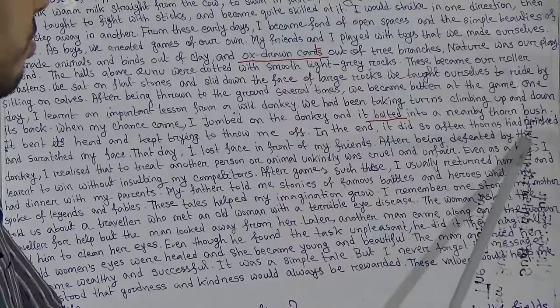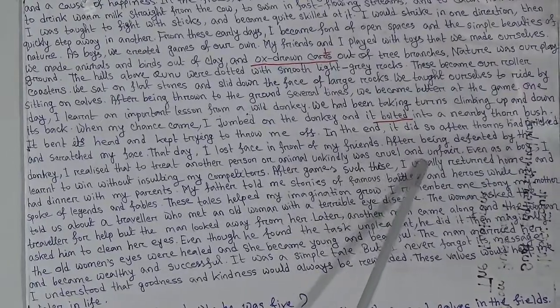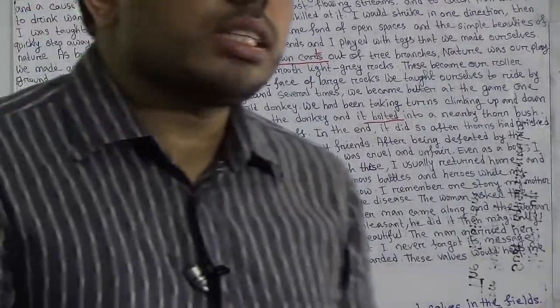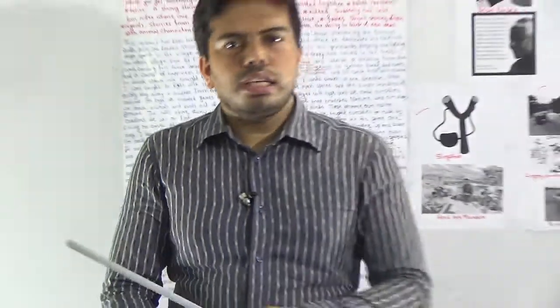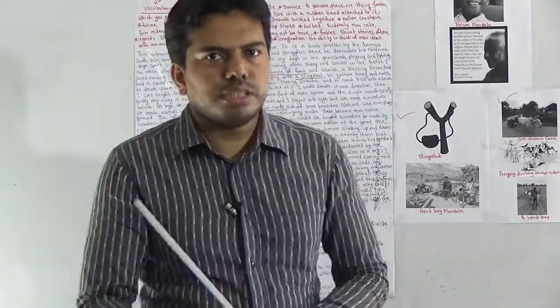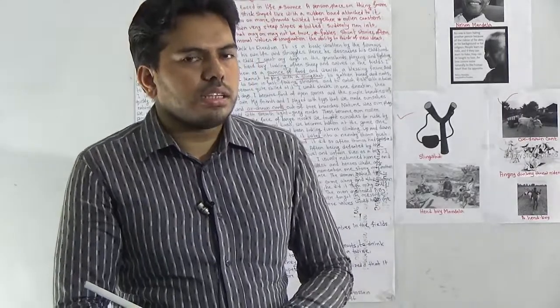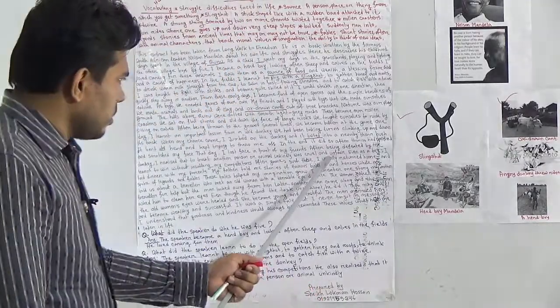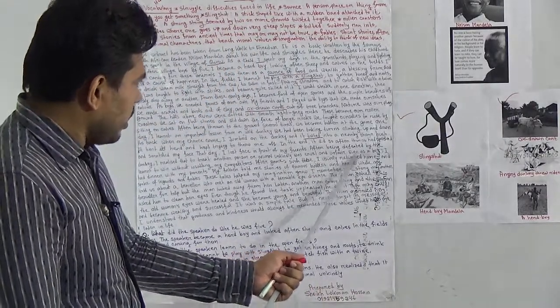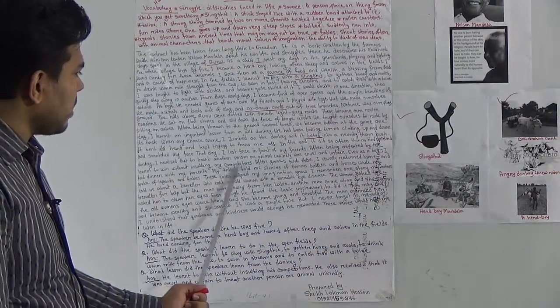After being defeated by the donkey, I realized that to treat another person or animal unkindly was cruel and unfair. To make a wild animal a pet, you have to be sincere to them, you have to be kind to them. You can't make them a pet by being cruel to them. You have to be kind and sincere. Okay? Even as a boy, I learned to win without insulting my competitors.